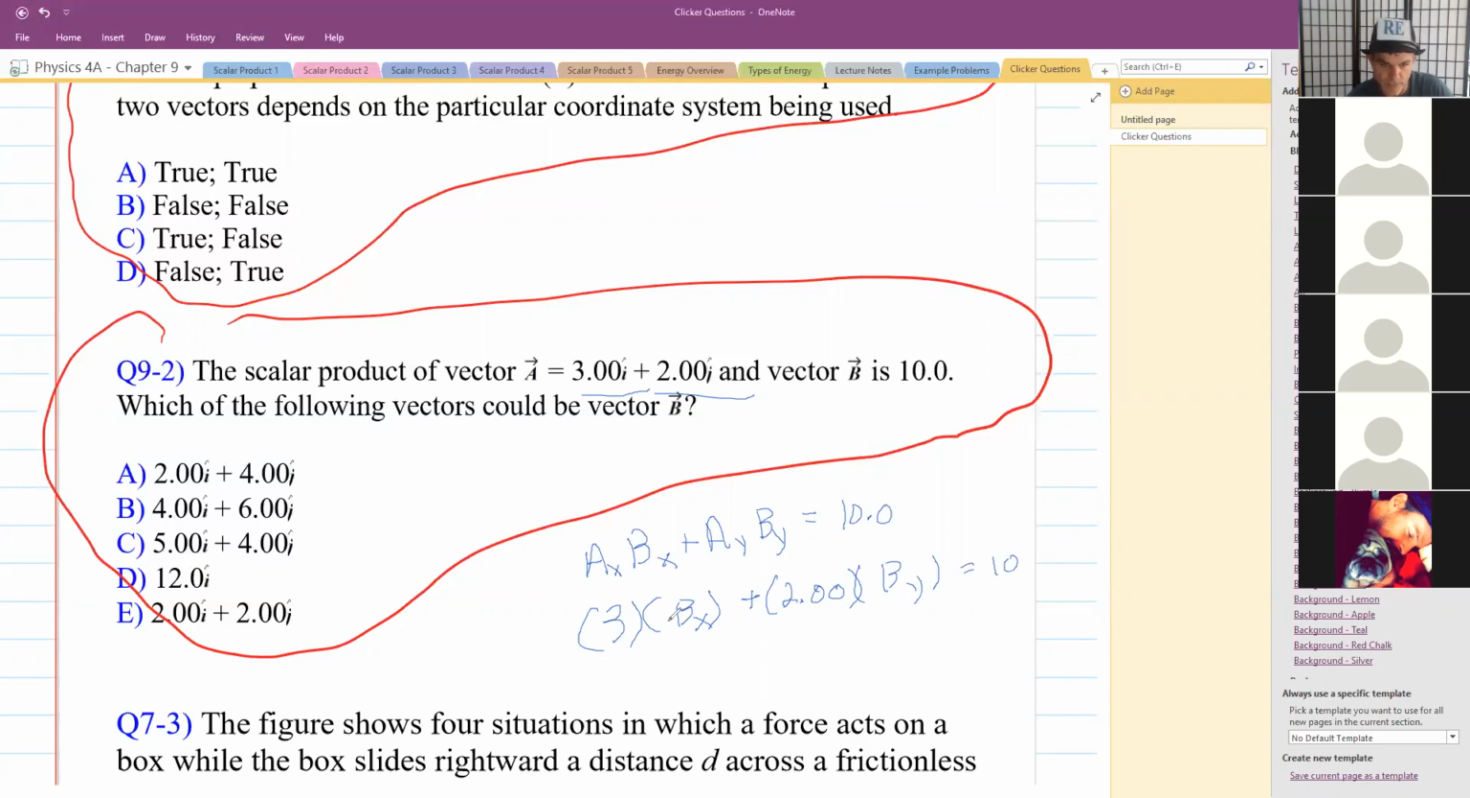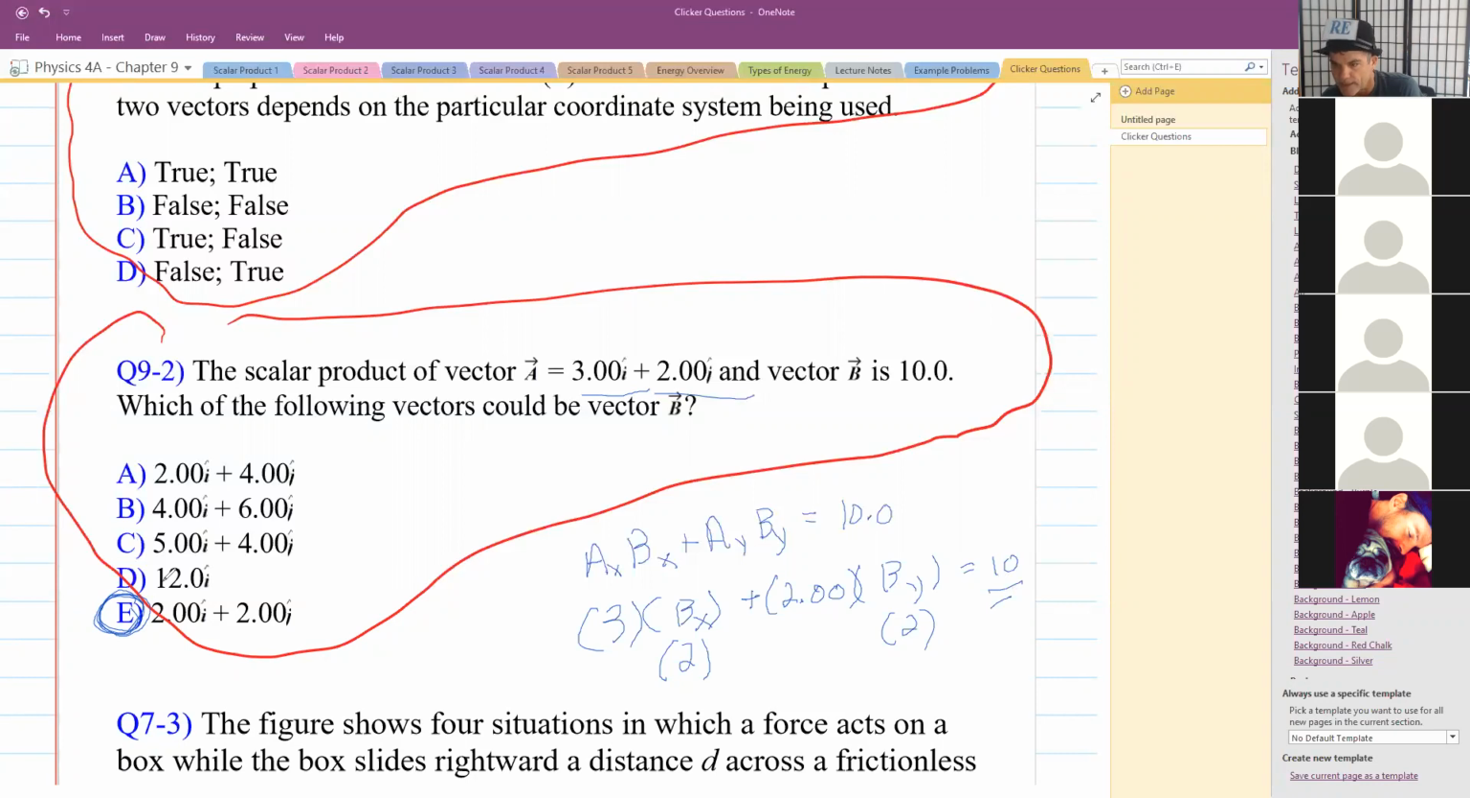Looking at this, if Bx was 2 and By was 2, then I would have 3 times 2, which is 6, plus 2 times 2, which is 4, giving me a total of 10. So the correct answer was E for that particular clicker question.